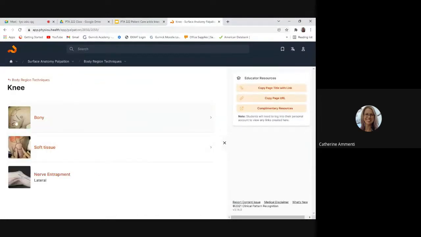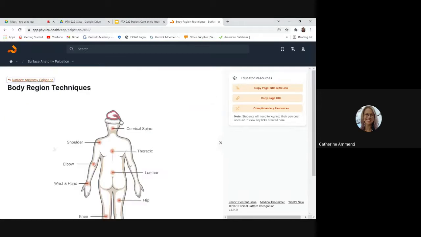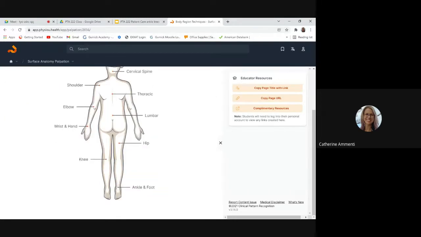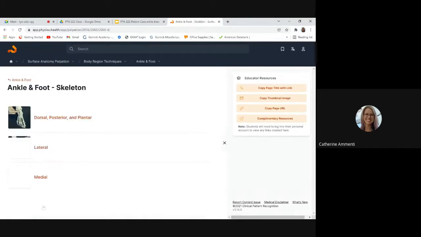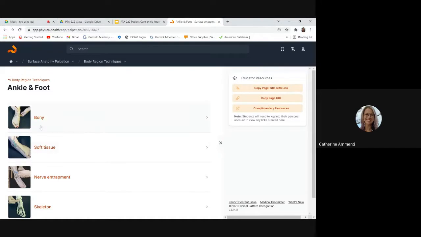So there are bony palpations, soft tissue palpation, and looking for nerve entrapment sites as well for the knee. And then looking at the ankle and foot, bony palpation, soft tissue palpation, nerve entrapment areas, and kind of going back into looking at the skeleton specifically. And you can use the skeleton in class to compare notes on that as well.